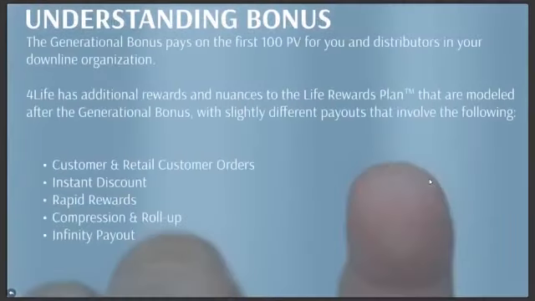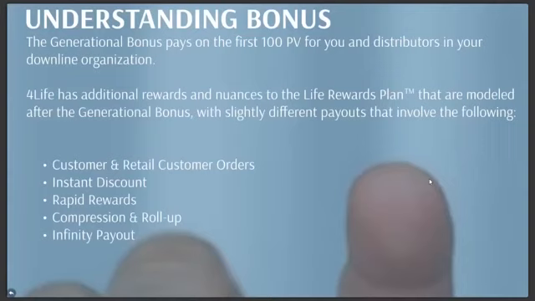So as I mentioned before, the generational bonus is paying on that first 100 LP or PV of distributors in your downline organization. So we do actually have some additional rewards and nuances to the Life Rewards plan that are modeled after that generational bonus with slightly different payouts that involve these following categories.